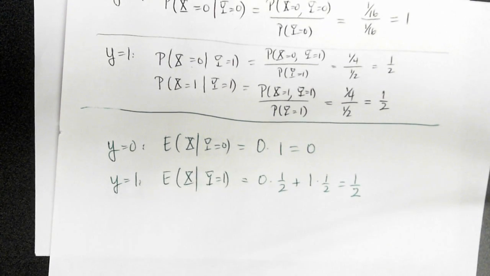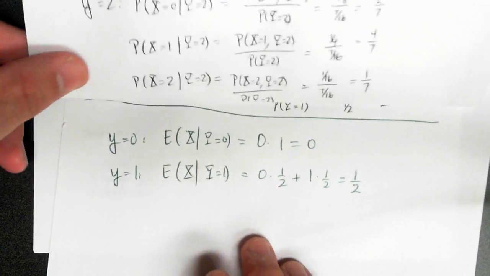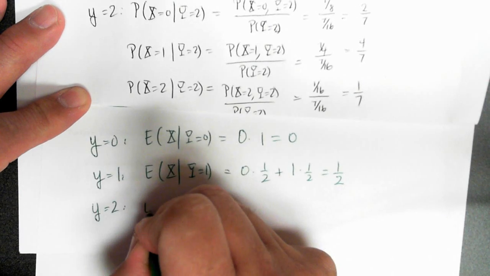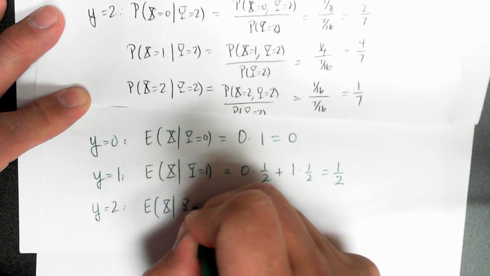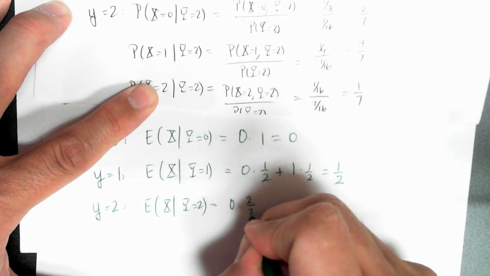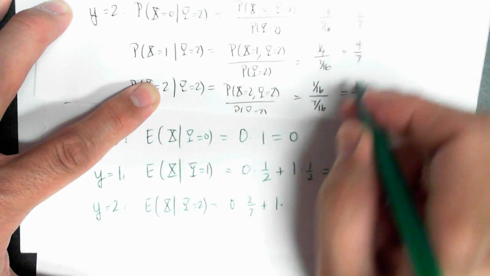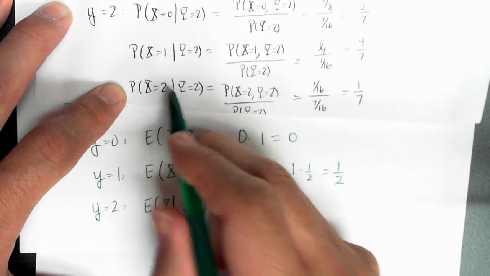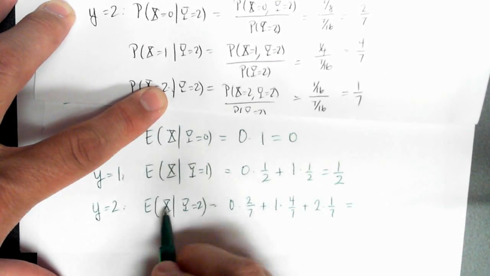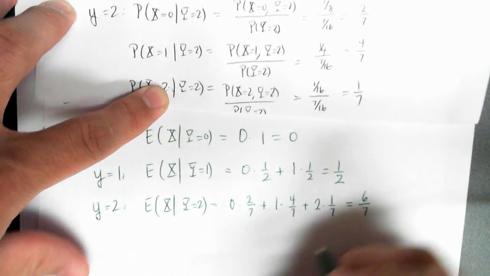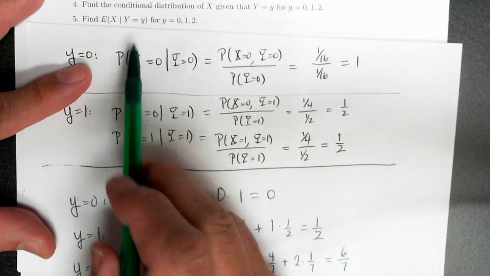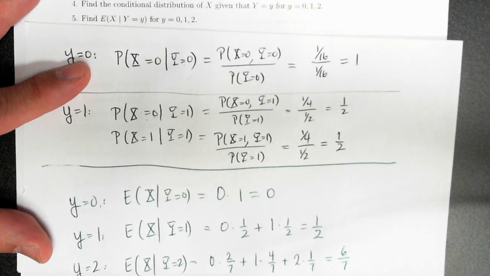Lastly, let's take a look at the conditional distribution for the case that y is equal to 2. So that's what we had earlier. If y equals 2, the expected value of x given that y equals 2, well, there are three possibilities. x could be equal to 0 with probability 2/7, x could be equal to 1 with probability 4/7, and x could be equal to 2 with probability 1/7. And so combining these, we get that the expected value of x given that y equals 2 is equal to 6/7. And so combining those answers, that is the expected value of x given that capital Y equals little y for the three possibilities 0, 1, and 2.